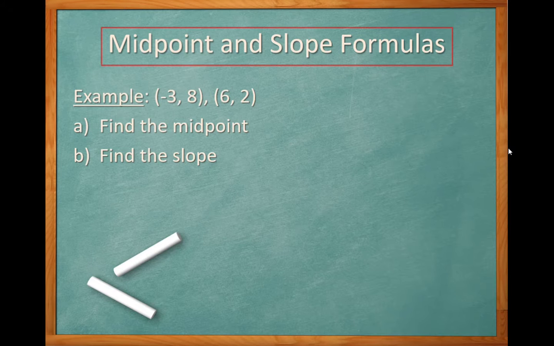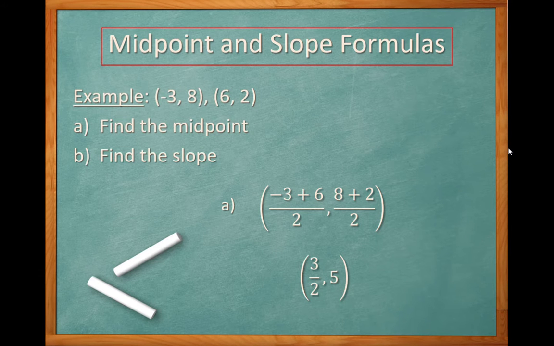Okay, for finding the midpoint, we add the x's, divide by 2, add the y's, divide by 2. Negative 3 plus 6 over 2, 8 plus 2 over 2, and that gives us 3/2 and 5. That's the midpoint, a coordinate. Slope is just a number.